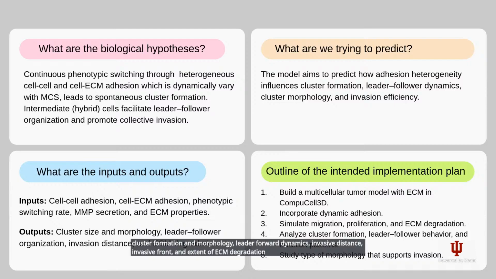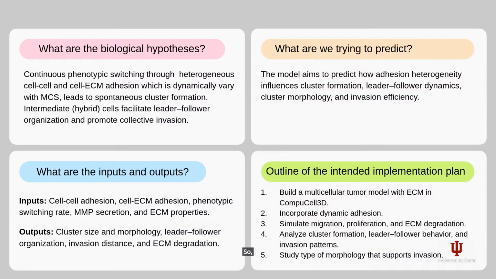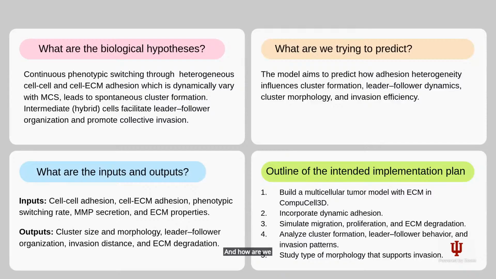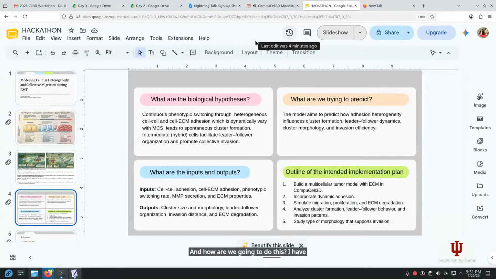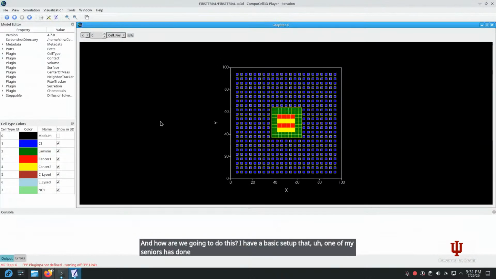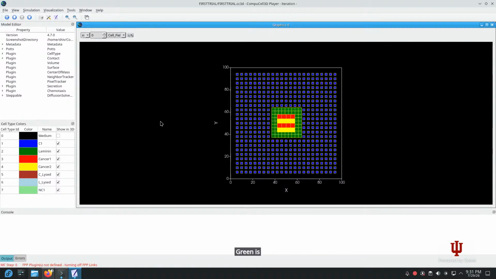So, what are we predicting? The model aims to predict how adhesion heterogeneity influences cluster formation. And how are we going to do this? I have a basic setup that one of my seniors has done in CC3D. So here I am going to show you one of the simulations. In the basic setup that we already have, the blue is the ECM, green is a basal membrane, and red and yellow are the two types of cells.